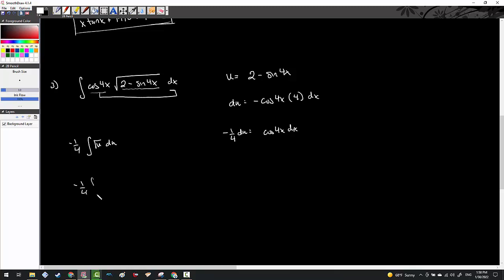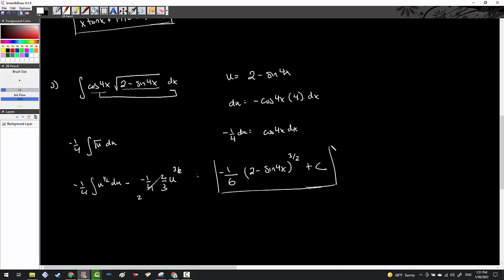And I've got negative 1/4 integral of u to the 1/2 du, which is going to be u to the 3/2 times 2/3 times negative 1/4. Don't forget about him. Those guys will kind of cancel each other out. So I got negative 1 over, that becomes a 2, so negative 1/6. And then I've got u to the 3/2, but u was 2 minus sine 4x, now to the 3/2, plus c. We were dealing with an indefinite integral on that one. Don't forget your plus c's.